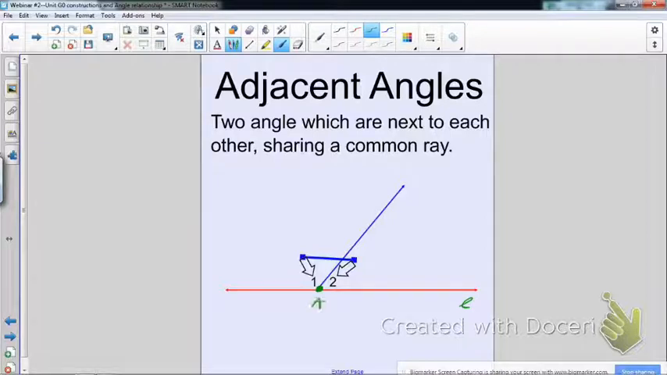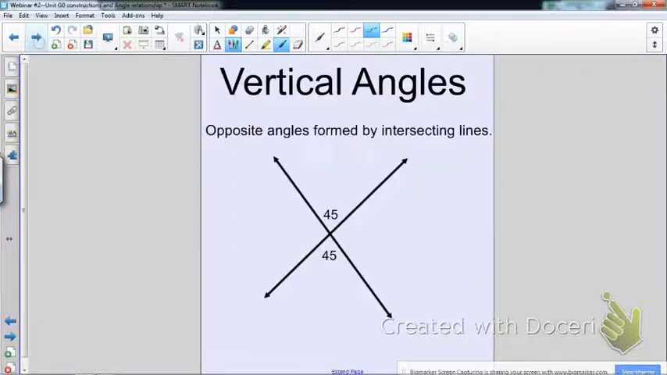A, B, so we'll call this one ray AB. So that's where they meet. And so they're adjacent to each other. They're right next to each other, I should say. And they share a side and they have a common vertex.